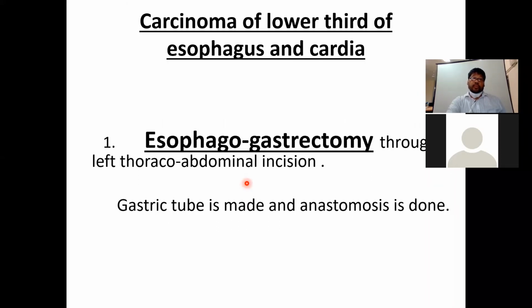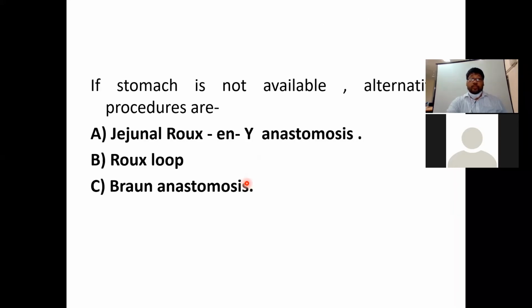So for carcinoma of the lower third of the esophagus, or when the cardia is involved, in that case we go for esophagogastrectomy through the left thoracoabdominal incision, and the gastric tube is made and anastomosis is done. These are the options. If the stomach is not available, then we can use the jejunal loop for anastomosis. So we have the jejunal Roux-en-Y anastomosis or jejunal loop or Brown's anastomosis.